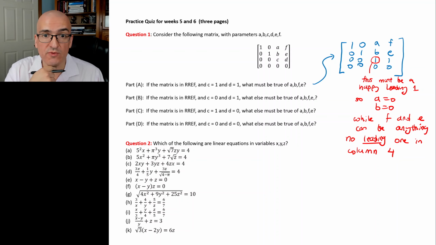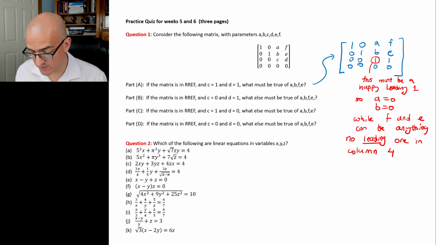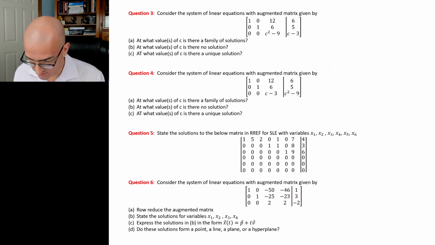You can't take the square root of a variable. It's fine to take the square root of a constant. Root 3 is still a constant, so root 3 times x is a perfectly linear term. So you go through these and just double check that you know which ones are linear, which ones are not. Know that pi is a constant, it's a number, 3.14.